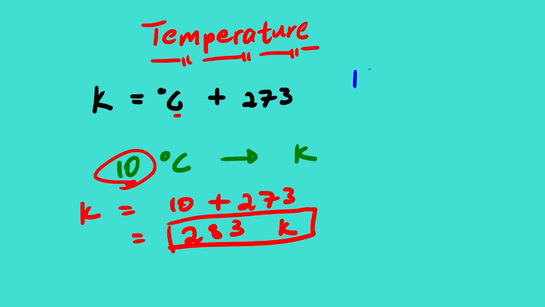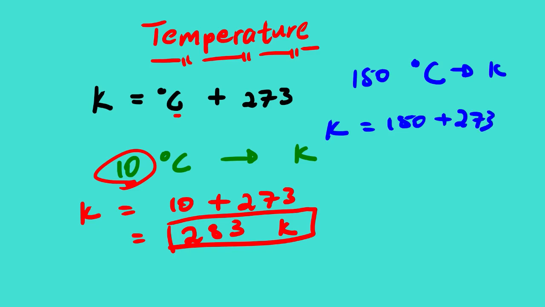Let's say we have 150 degrees Celsius. You want to convert to Kelvin. So using the equation, we're going to say K is equal to 150 plus 273, which will be 423 Kelvin. So this is how we actually convert from degrees Celsius to Kelvin before we substitute into that equation.